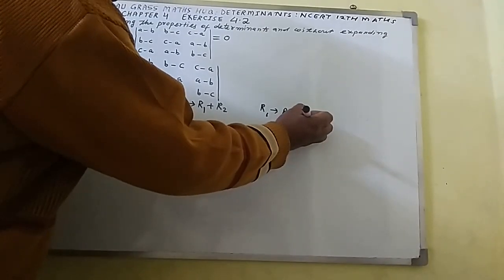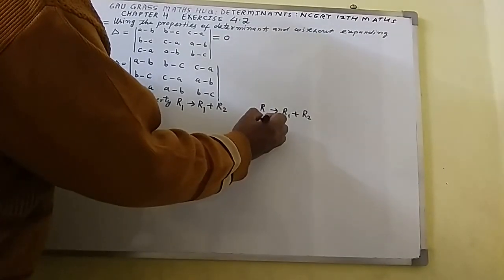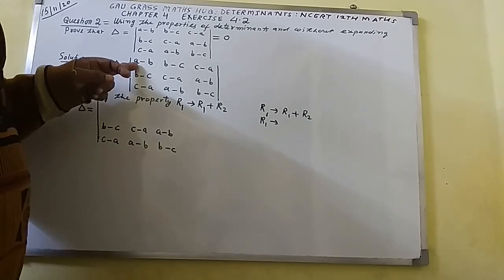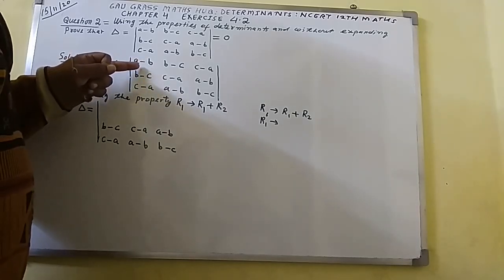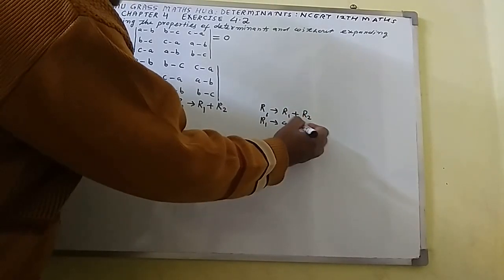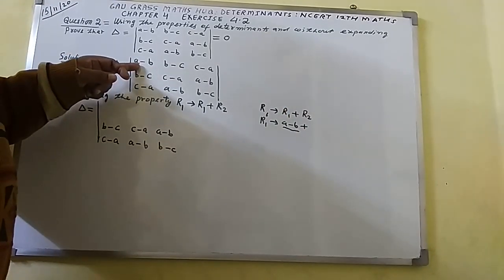Only changes will occur in first row. So what changes will occur? Let us see. R1 goes to R1 plus R2. This is the property which I have used in this determinant. So here I can write R1 goes to, the element of R1 I shall take. The element of R1, if I take A minus B, so write here A minus B. Plus is there, write here plus. Now here A minus B is there.